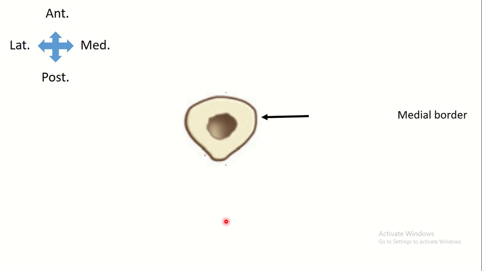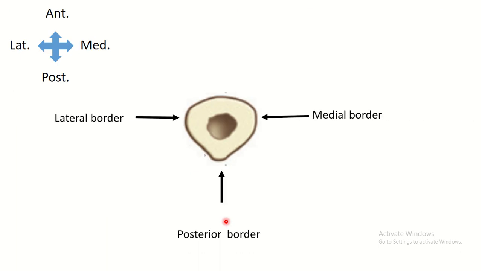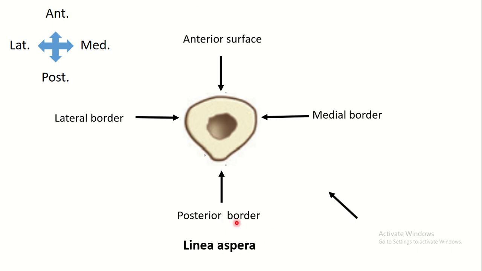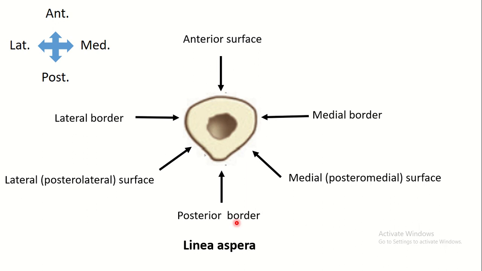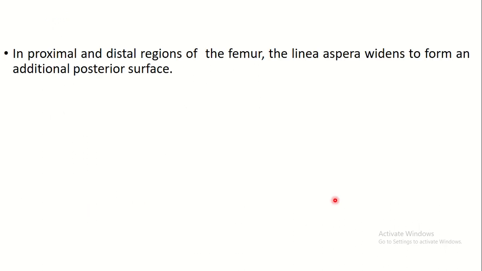Now the shaft of the femur is triangular in cross section. هذا cross section in the middle of the shaft. It has a medial border, lateral border and posterior border, وسمينا posterior border linea aspera. And it has three surfaces, which are the anterior, the lateral or posterolateral, and the medial or posterior-medial surface.